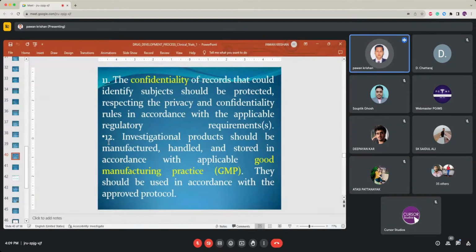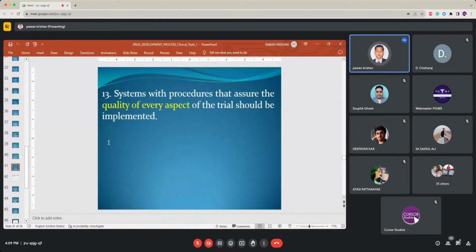And the investigational product, now very important. When we talk of this clinical trial, we may think that it's only a small population. Well, let us insert a new drug and examine it, but it has to be synthesized or manufactured in accordance with the standard GMP norms, and all the systems to assure the quality of a trial should be implemented.